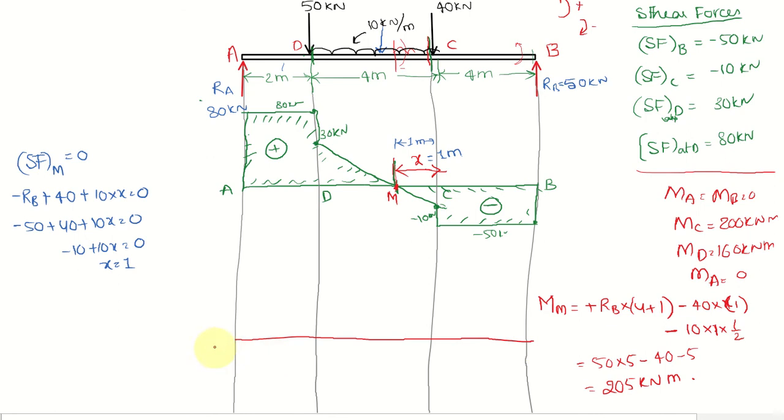So this is the reference line AB. So at A and B the bending moment is 0. And we have at C the bending moment is 200 kilonewton meter, and here at D it is 160, right. So this is 160 kilonewton meter, and the maximum bending moment occurs here. So that is very important, and that is how much, 205. So joining the points is very important here.